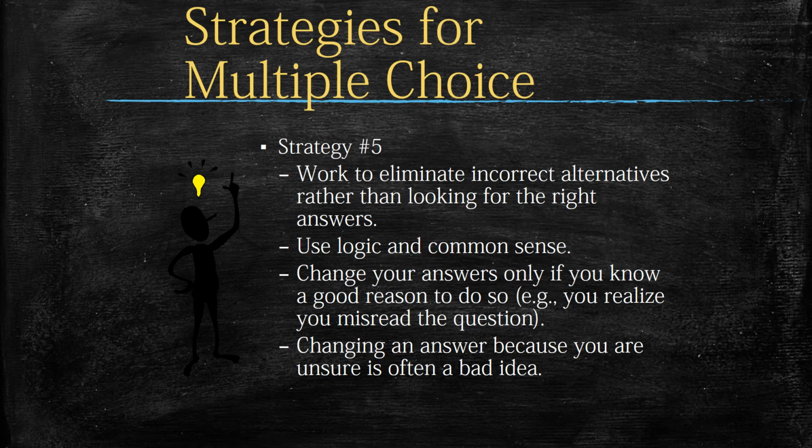Strategy 5, work to eliminate incorrect alternatives rather than looking for the right answer. If I have a question that says, what color is the sky? I see A, red, B, blue, C, navy blue, D, gold. Although that might be easy for some of us, it helps to eliminate the answers. Eliminate the answers that we know are wrong.